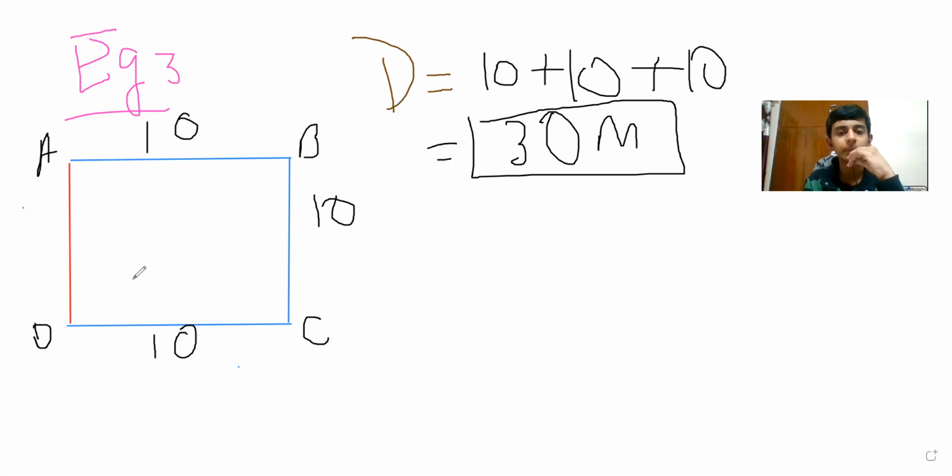So how do we do this? It is very obvious. We know that all the three sides are equal, so this should be 10 meter. So in this manner, we have completed this question as well. Now let's move to the next example.